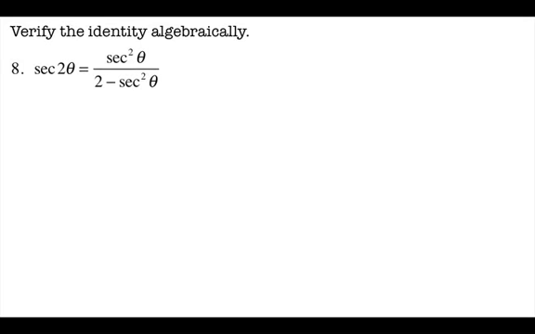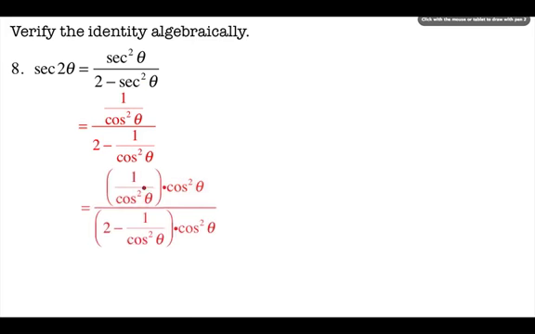Here's number 8. Here we have to verify the identities. So what I'm going to do is make one side equal to the other side. Notice that the right side looks more complicated, so I'm working on the right-hand side. Reciprocal identities. The numerator becomes this, the denominator becomes this. At this point, I am going to multiply top and bottom by cosine squared theta. And when I do that, this is what I get. The numerator becomes 1. The denominator becomes 2 cosine squared theta minus 1.